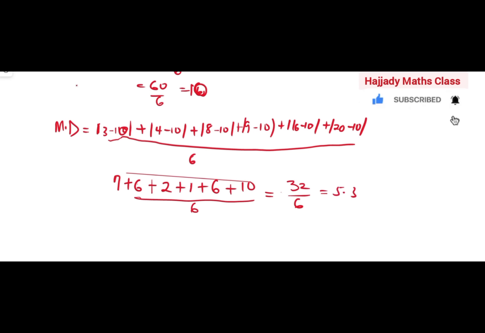So that should be our what? The mean deviation. And what's the purpose of mean deviation? This is to see how far our observations are from the average. That is the purpose of mean deviation.